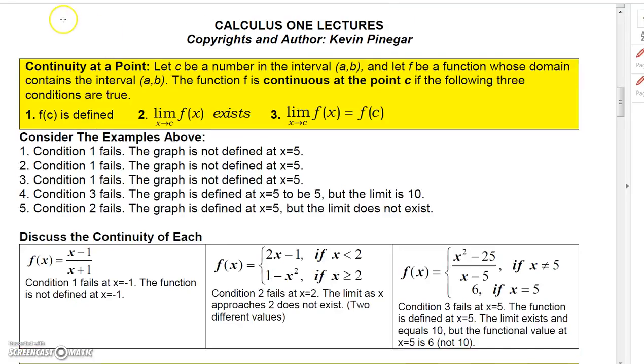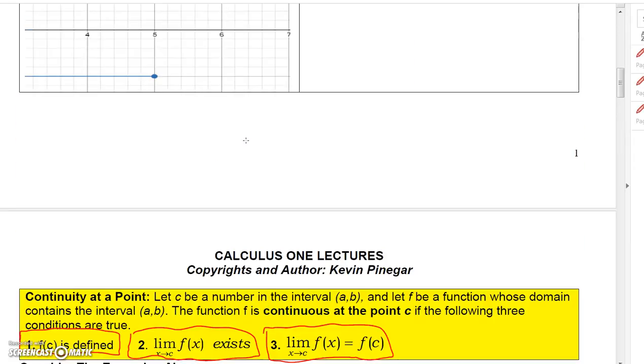Now the definition of continuity basically says for a graph to be continuous at a point C, three things have to be true. First of all, the function has to be defined at C. In other words, C must be in the domain. The limit of the function as x approaches C must exist. And then the third thing that must happen is that the limit as x approaches C must equal the functional value at C. So let's look at number 1.